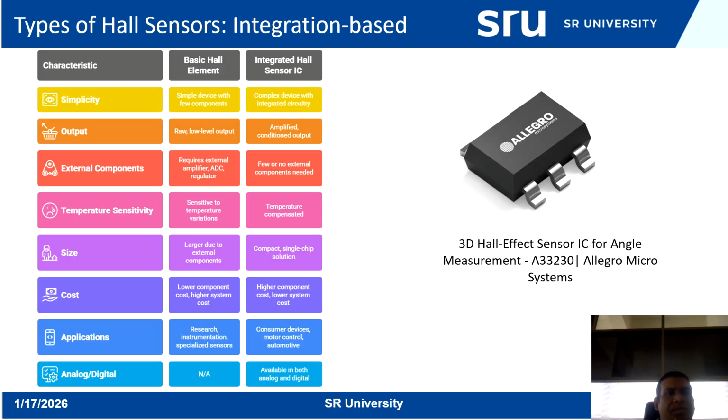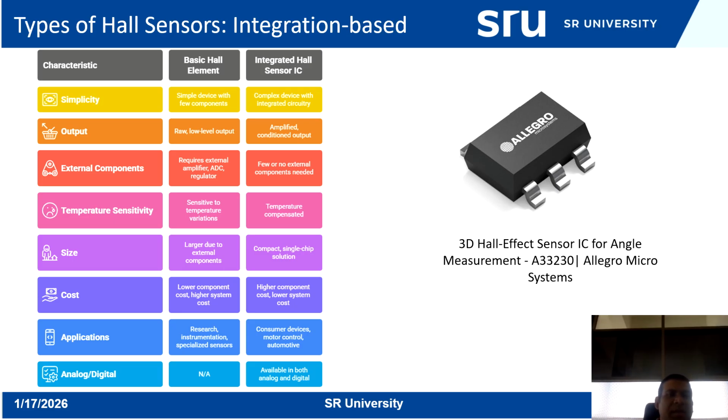Now coming to the third type of Hall sensor, that is called integration-based Hall sensor. Based on integration and electronics, there are two kinds of sensors that I have mentioned. One is the basic Hall element and another one is the integrated Hall sensor IC. So what are basic Hall elements? A simple Hall sensor chip that can produce Hall voltage, and it requires external amplifiers and an analog to digital converter. Basically it is used in research and instrumentation.